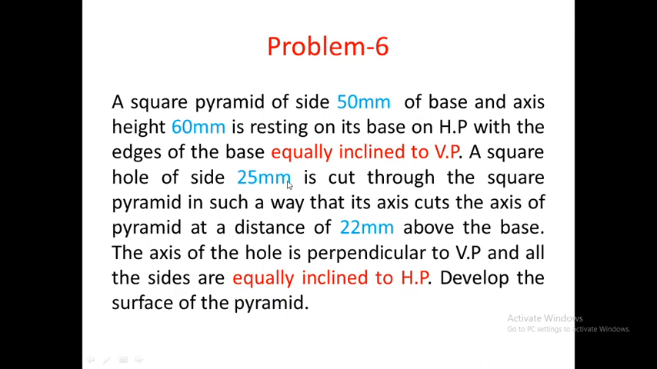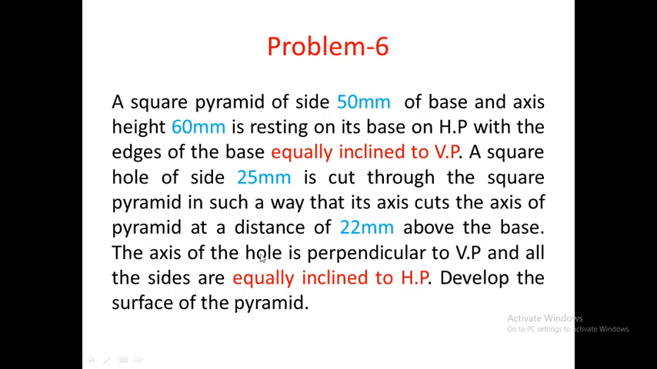Now, in order to draw the square hole, we have to first mark the center of the square hole. Now, the center of the square hole is given to be at a distance of 22 mm above the base. So, we have to mark first the center of the square hole at a distance of 22 mm above the base of the pyramid, and then we'll draw a square of side 25 mm.